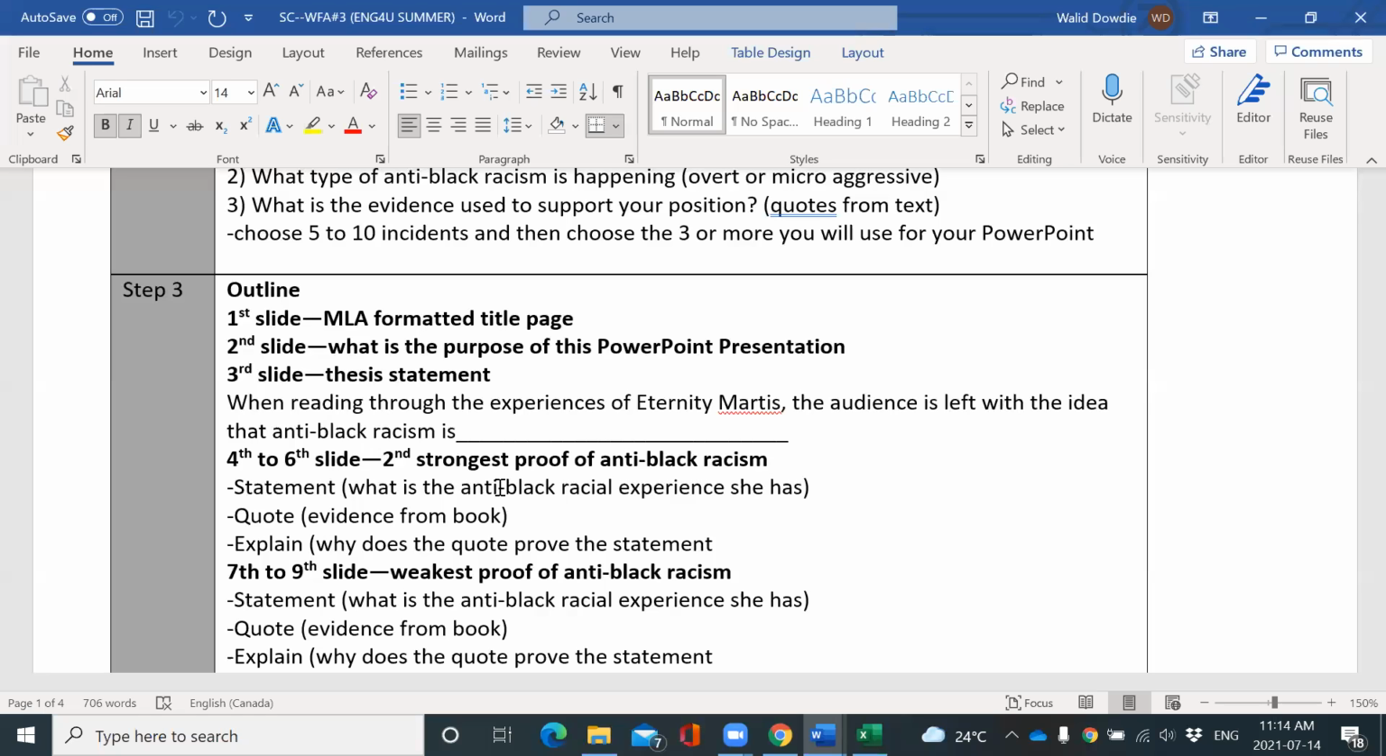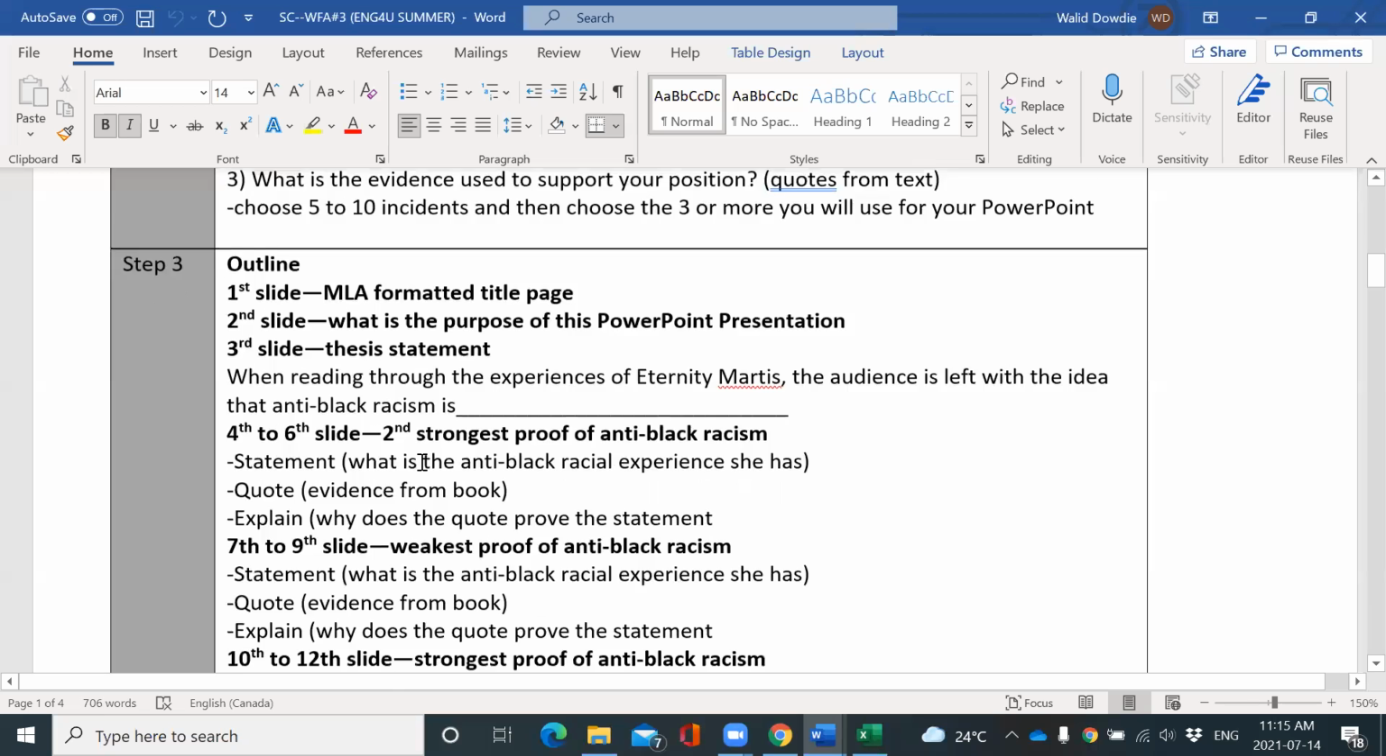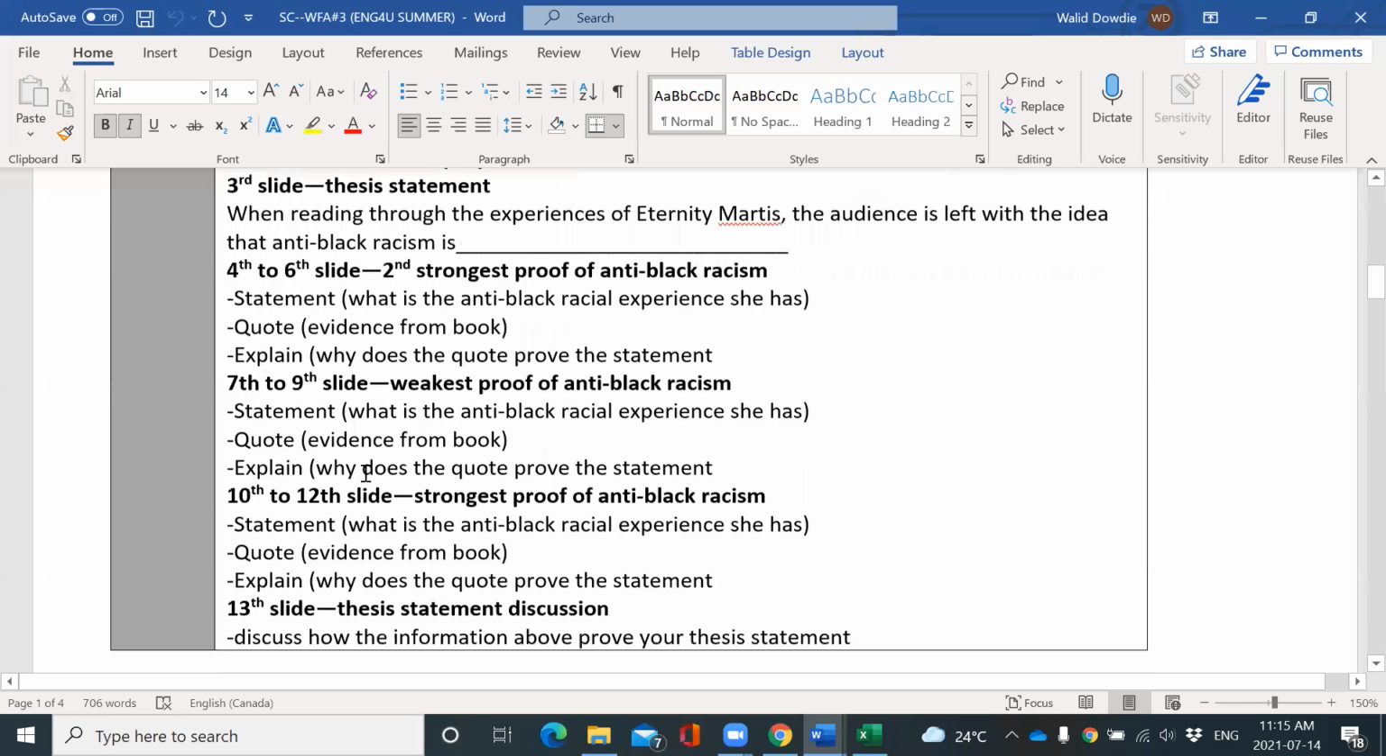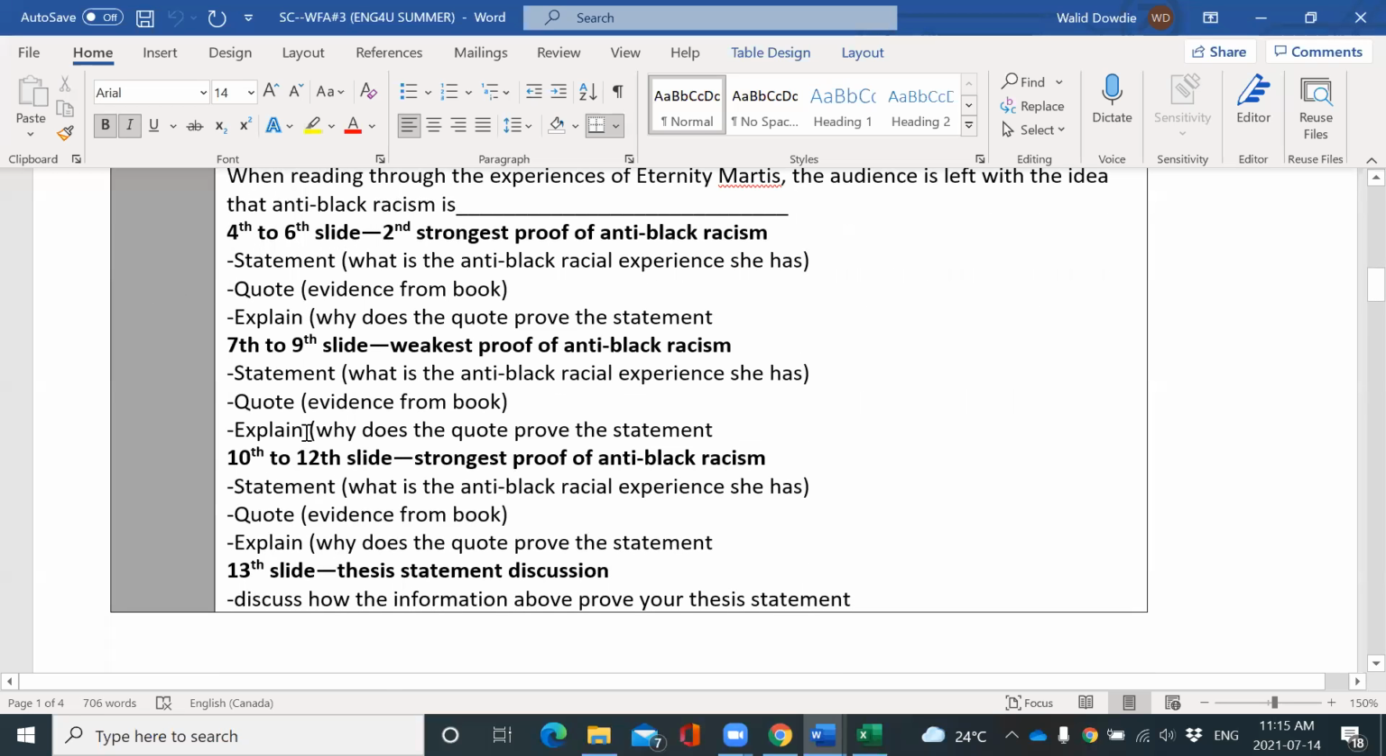So for slides 4 to 6, you want to have the second strongest proof of anti-Black racism, right? And then you're going to make a statement: what is the anti-Black racial experience that she has? Then you're going to find evidence, a quote from the book, and then you're going to explain why the quote proves the statement. And you're going to do that for slides 4 to 6, 7 to 9, and 10 to 12. Okay. So you're going to gather information on those situations, right?